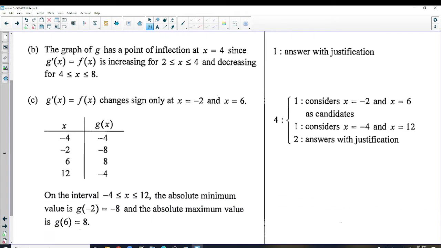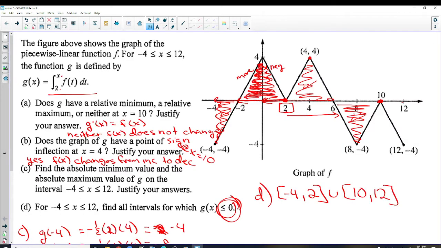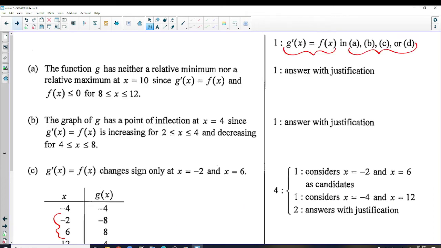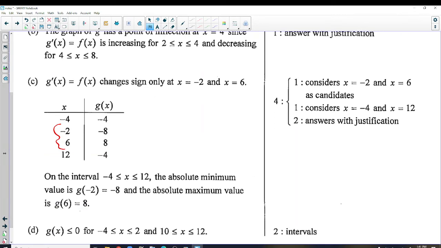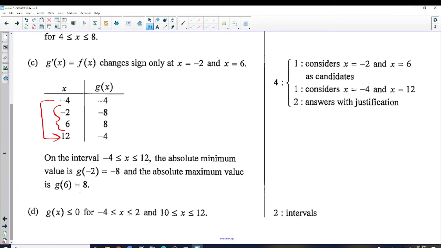Considers negative 2 and 6. So realistically, we could have said that 6 is not going to be a possibility because it's a local maximum. You still would have lost that point. They expect you to check the critical values. Considers negative 4 and 12. Got to check the endpoints. Answer with justification. And finally, you get 2 points, 1 here for the intervals. Pretty straightforward there.